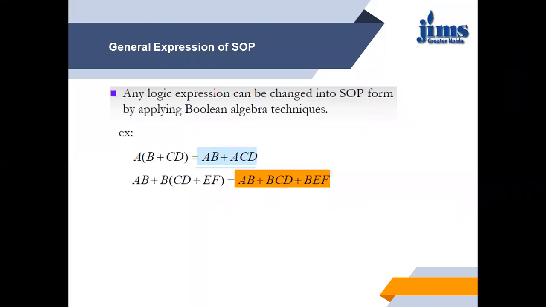Now again we have a further example. Suppose (A or B)(B, C, D or E, F). What we do is expand it and we get the sum of product. The first term is AB, right? Then we have B, C, D as the next term, then B, E, F as the next term. So this is called sum of product.